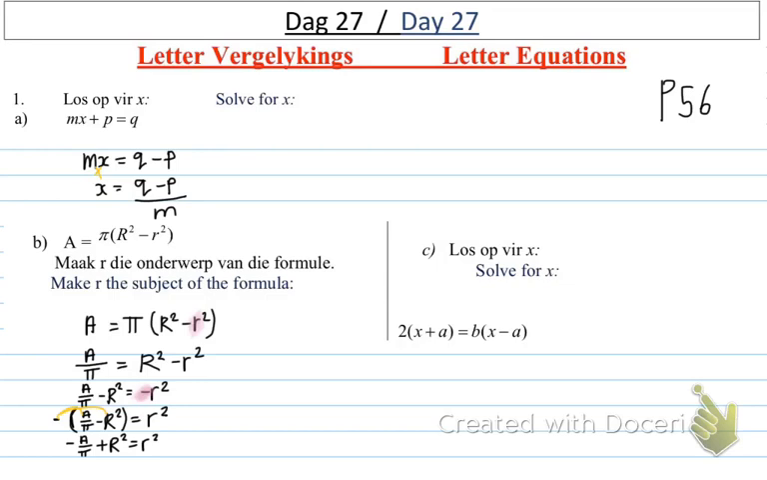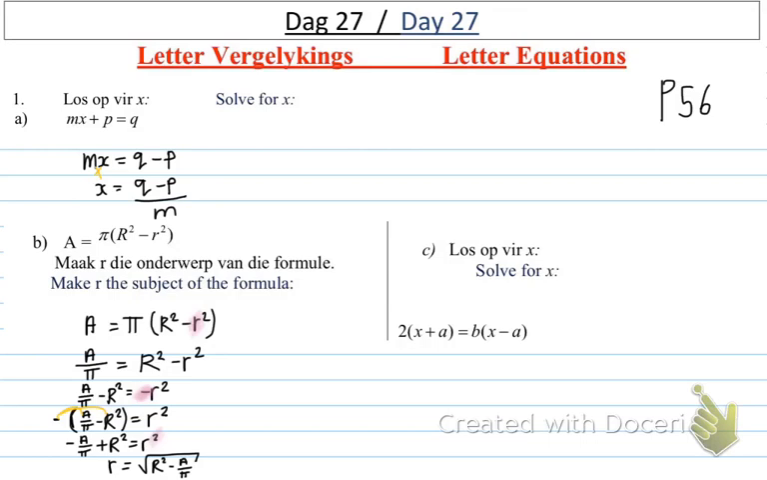Now there's still this squared that's bothering me. I want to get rid of that. What's the opposite of squared again? It's a square root. So it's going to be the square root of capital R squared minus A over pi, all of that in a square root.